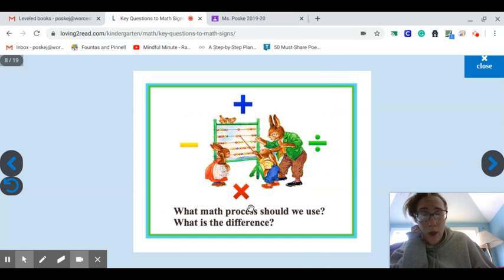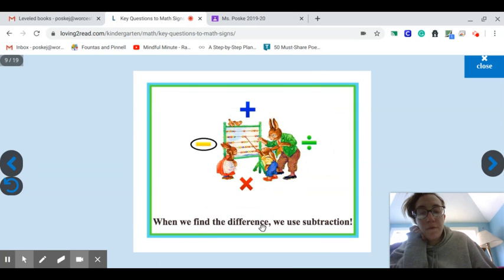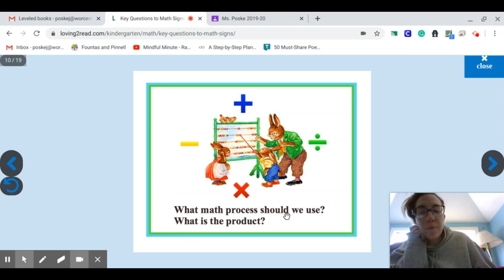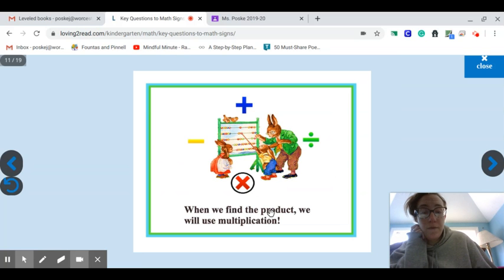And that's it. What math process should we use? What is the difference? Think about that and maybe answer it to yourself. Is it going to be multiplication, division, addition, subtraction? When we find the difference, we use subtraction. What math process should we use? What is the product? What does that mean? Take a few seconds, pause the video if you want. When we find the product, we will use multiplication.